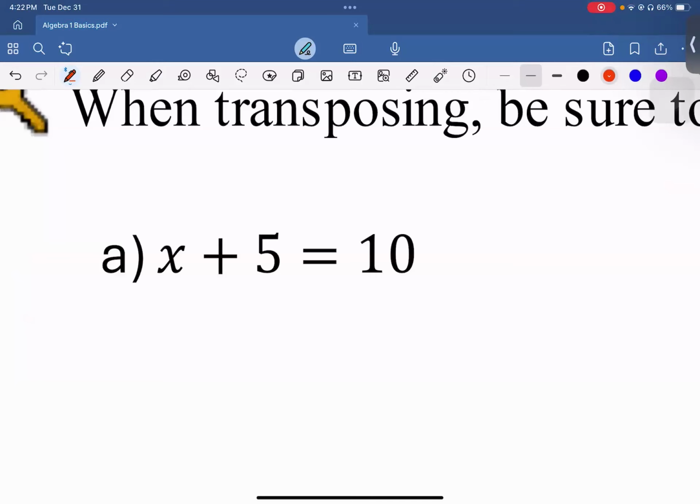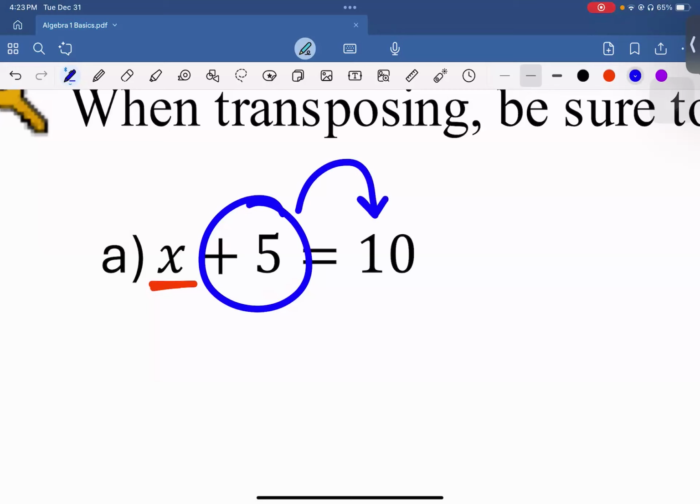Okay, so for A, I want to make sure that my x stays on one side and then all of my constants stay on the other. There's only one thing we have to do to isolate the x. And what I'm going to do is circle this 5. Let's actually use another color. And transpose it to the other side. Now remember, anytime we're transposing, we want to make sure that we're crossing that equal sign. And here we are. We're going across the equal sign. And I want to make sure that I'm doing the opposite.